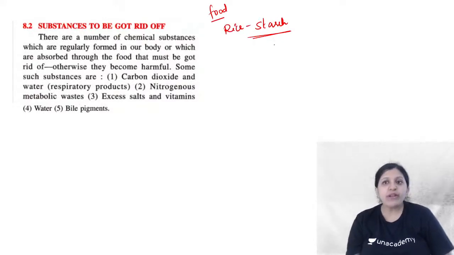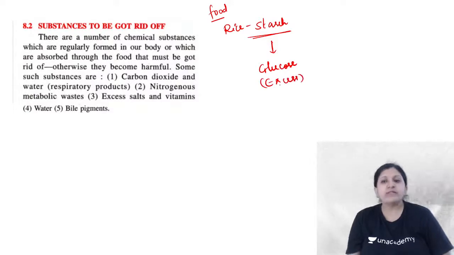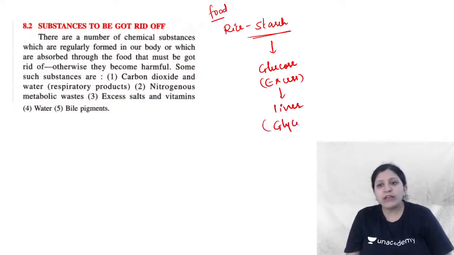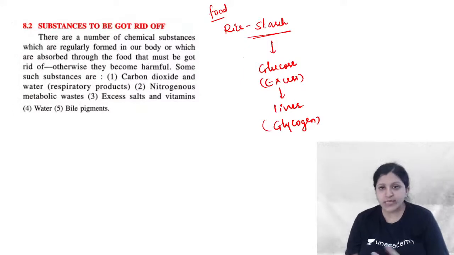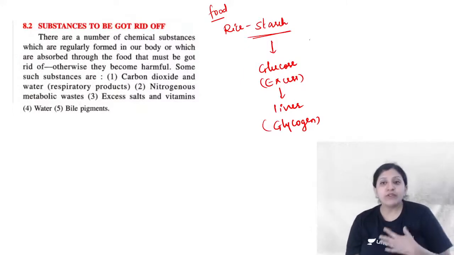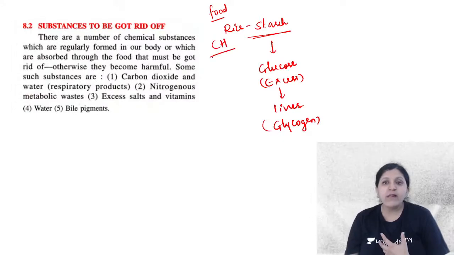Now, what will happen? This will be broken down into glucose, and let's say there is an excess of glucose. In the liver, what is going to happen? This excess glucose will be converted into glycogen and stored in the liver. Okay, so that is what happens. Here again the hormonal role is there. This is with respect to carbohydrate, because starch is a carbohydrate.